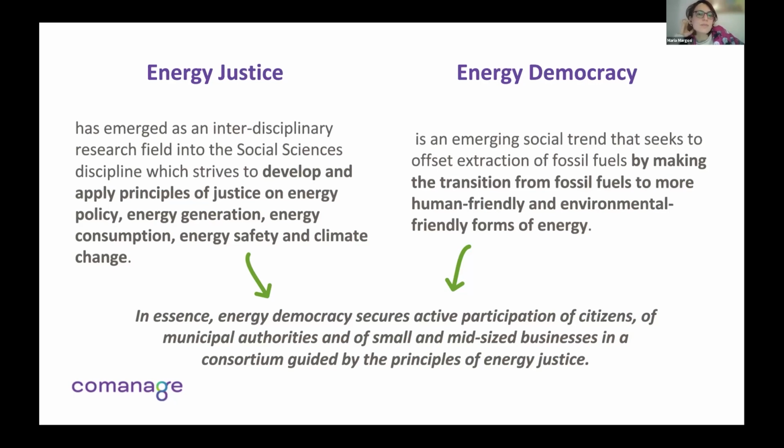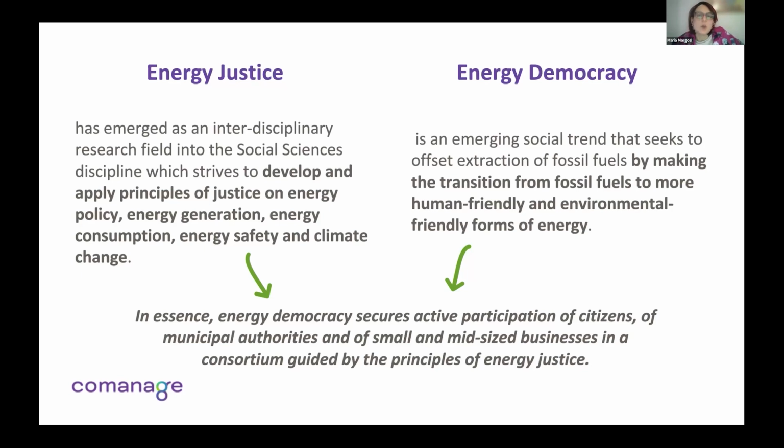Energy democracy seeks to offset how the transition from fossil fuels will go to clean energy by making this transition more human-friendly and environmentally friendly with the new forms of energy. Those 2 terms, in a sense, we have energy democracy that secures active participation of citizens and municipal authorities, and of course of small and medium-sized businesses, guided by the principles of energy justice.